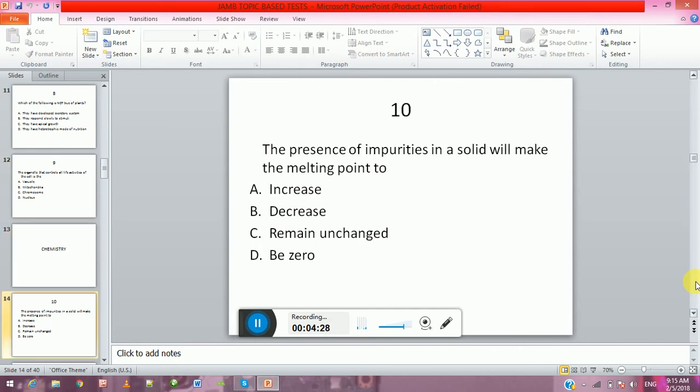Chemistry. The presence of impurities in a solid will make the melting point A. Increase. B. Decrease. C. Remain unchanged. D. Be zero.